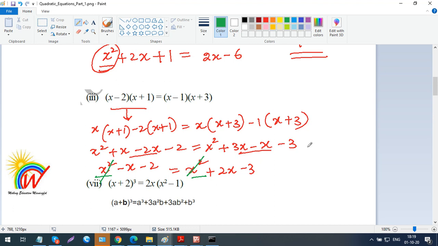Sometimes it may get cancelled also. So this side if you see a plus b the whole cube formula, you can expand it.